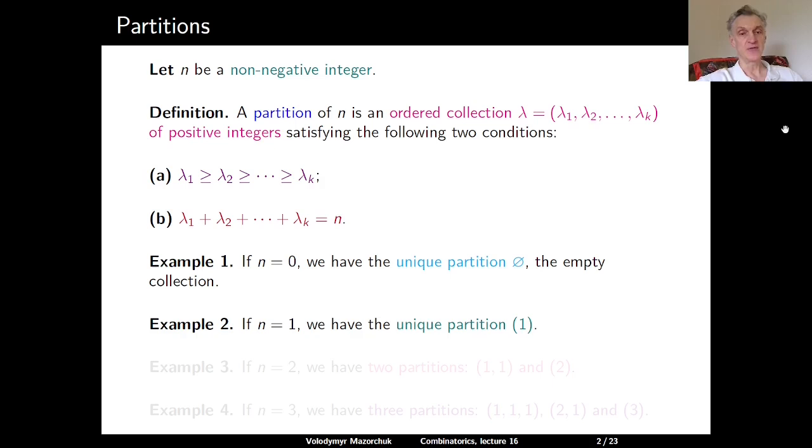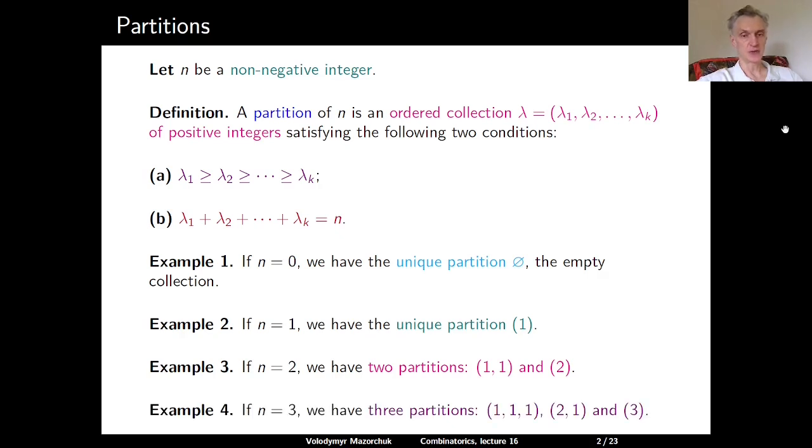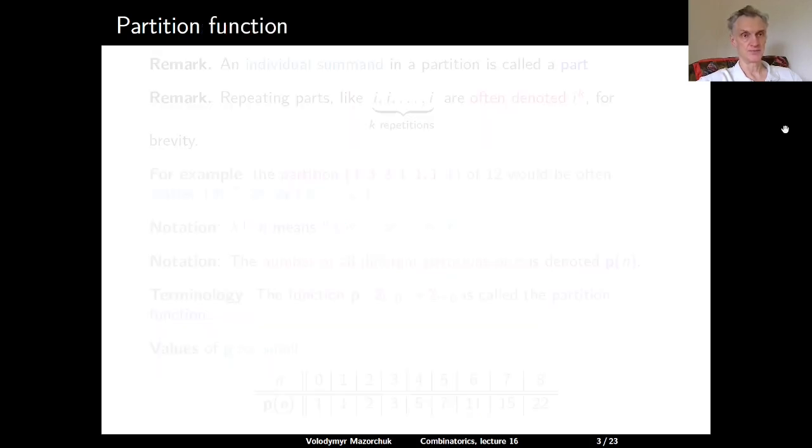Example 2. If n is equal to 1, we have a unique partition which just consists of 1. If n is equal to 2, we have two partitions, 1, 1, and 2. If n is equal to 3, then we have three partitions: 1, 1, 1; 2, 1; and 3.